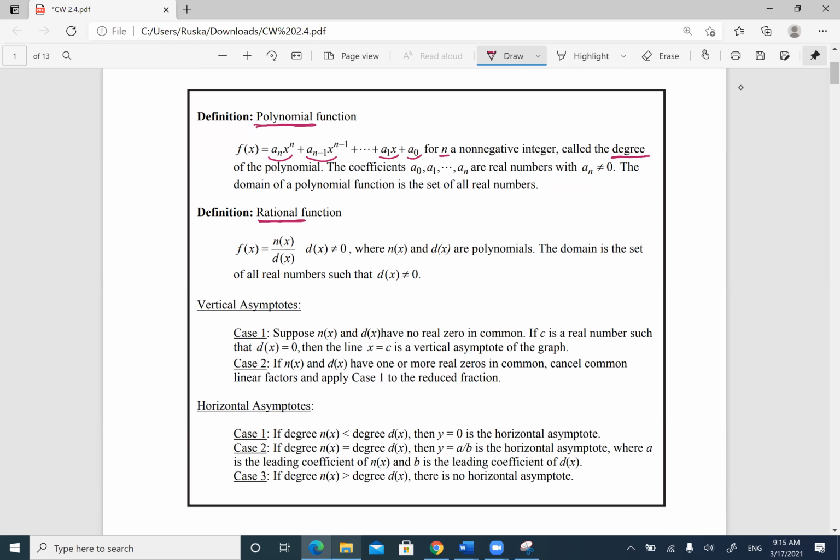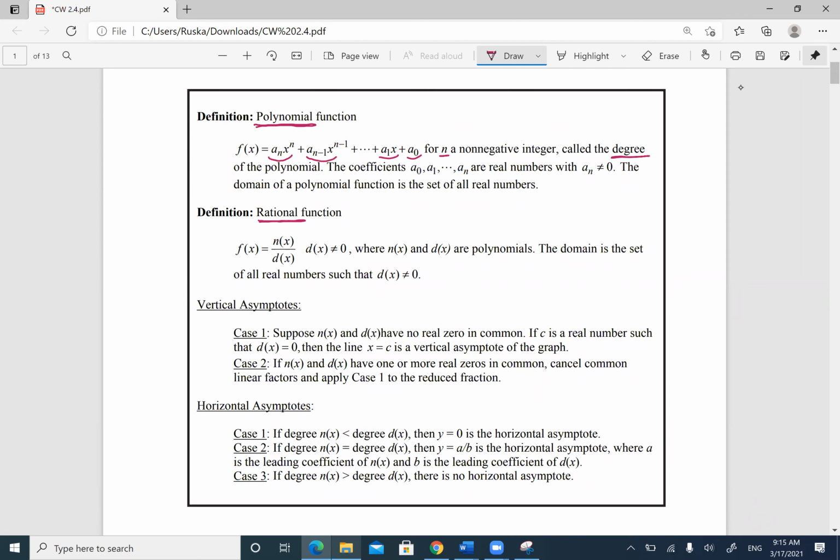And the coefficients, the numbers in front of the x's, are real numbers. The domain of a polynomial function is the set of all real numbers. If you remember, when we talked about quadratic functions, the domain of a quadratic function is also all real numbers, because a quadratic function is also a polynomial function. So polynomial functions are a class of functions which include linear functions, quadratic functions, and functions with higher exponents.